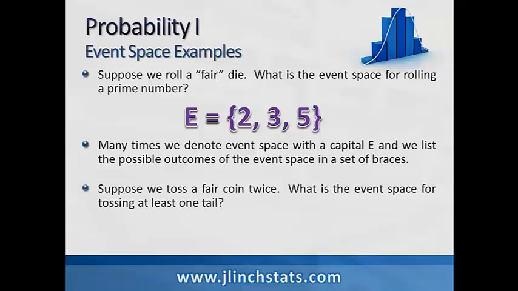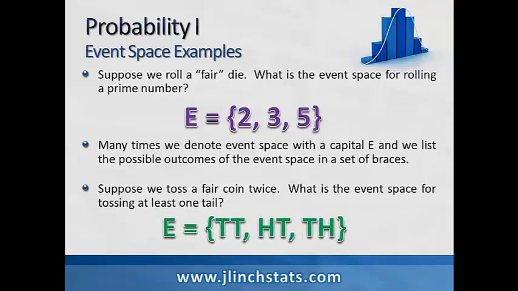Suppose we toss a fair coin twice. What is the event space for tossing at least one tail? So to get at least one tail means I could flip one tail, or I could flip 2 tails on a toss of a fair coin twice. So I could get tail tail, I could get head tail.